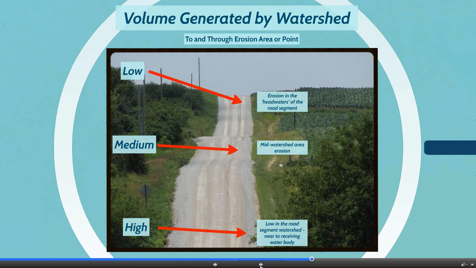The second factor that we look at is steepness. When we look at the steepness, really what we're looking at is the slope at and downstream of the erosion. Unlike the volume, from our erosion site we're now looking downhill, thinking about where the water and the sediment from this erosion area go. What path does it take? We're looking at that buffer from the erosion site to the nearest receiving water body, whether it be a stream, a wetland, or a lake.